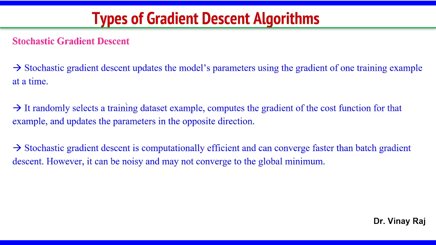Then the second one is stochastic gradient descent. What is stochastic gradient descent? In this technique, we choose one training example at a time. We choose one data point at a time and keep repeating the process. This is computationally very efficient and also faster, but sometimes it is noisy, because when you have large data sets, you are doing the iteration for one example, one data point. That is not good, right.